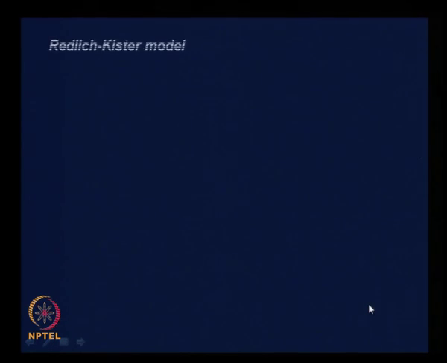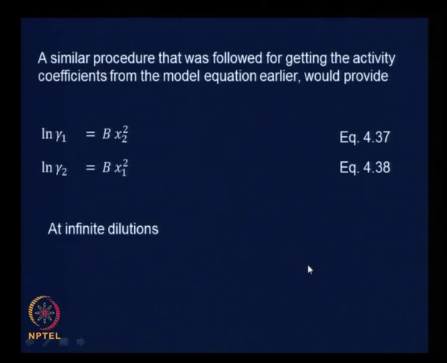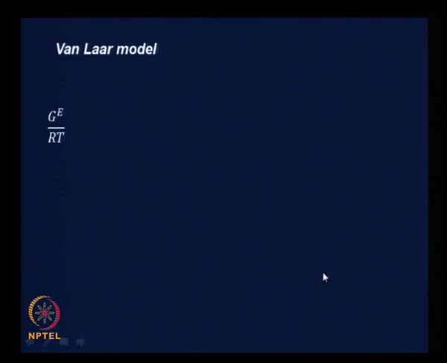We also saw the other models, the Redlich-Kister model, which is a very simple one: GE by RT equals B x1 x2, and we got expressions for ln gamma 1 and ln gamma 2. ln gamma 1 was B x2 squared, ln gamma 2 was B x1 squared, and also the expressions at infinite dilutions.